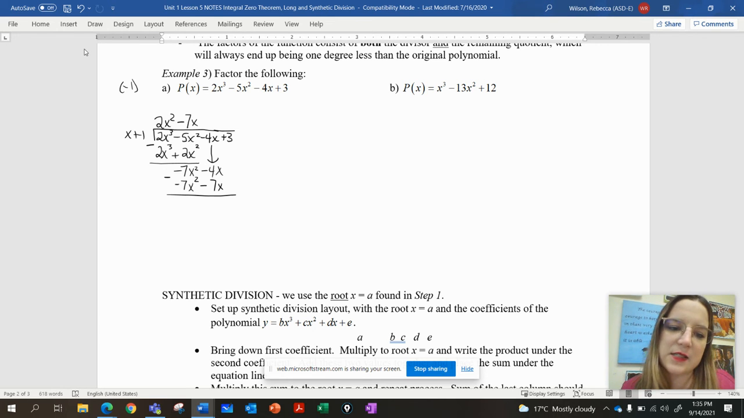So negative 7x squared minus negative 7x squared is 0. That's good, that's what we want. And then negative 4x minus negative 7x. Pay attention to your signs here. What's negative 4x minus negative 7x? Positive 3x. Good. This is what's left, and this is going to be the next thing that I use to find my next piece of the quotient. Libby?